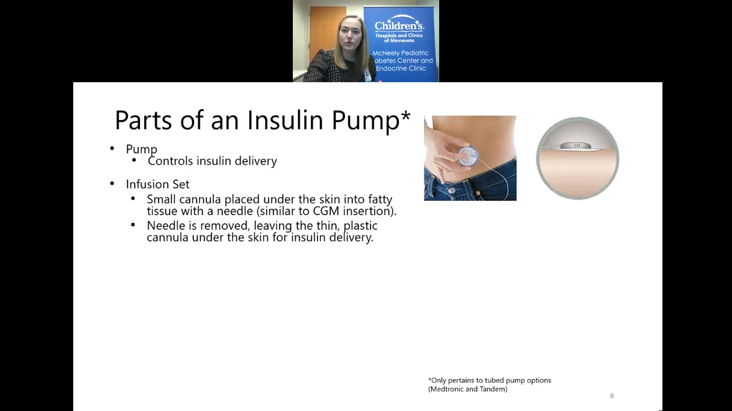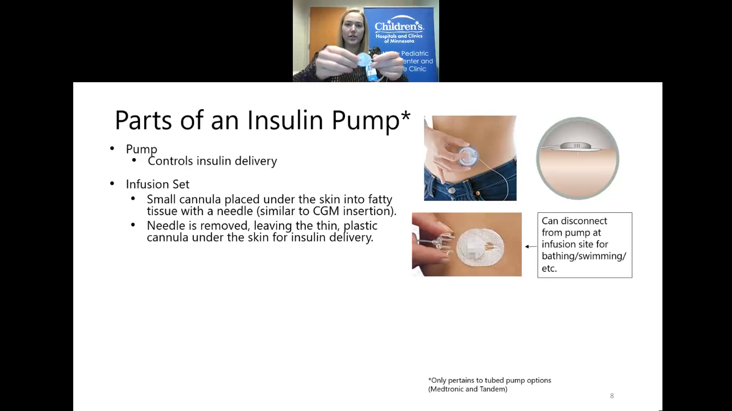In this image, you can see the top right image. The flat white piece is the adhesive holding the infusion set onto the skin. Then there's a little tiny line coming down at a 90-degree angle, and that is the cannula. That is where the insulin is infusing through to get into the fatty tissue. In real life, this is a typical size of an infusion set. So pretty small, which is really nice.